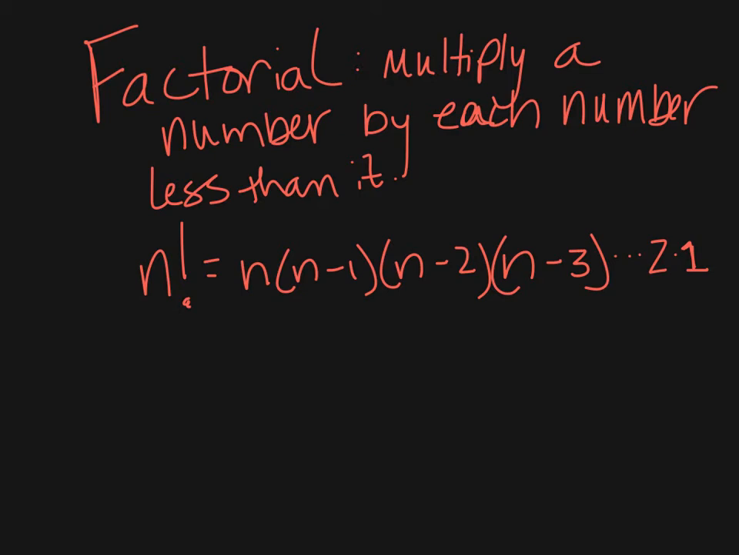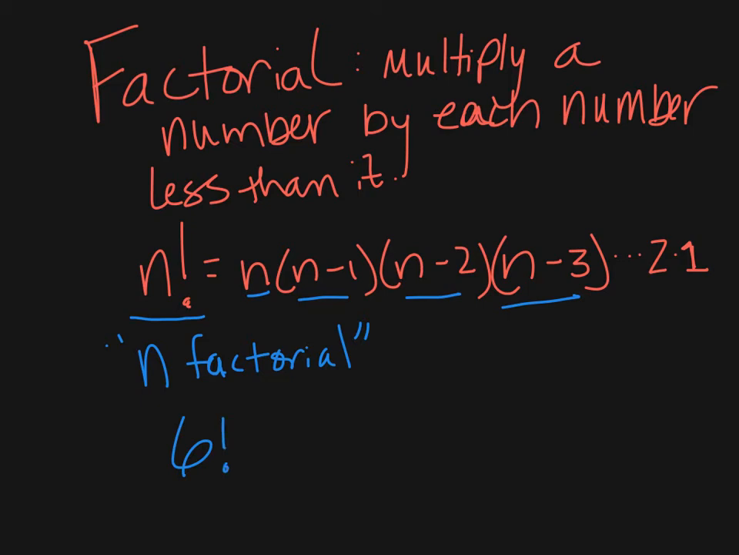Factorial. Multiply a number by each number less than it. So just to be clear, this n with the exclamation point, that is n factorial. The exclamation point is actually an operation in mathematics, and it means you take that number times the number less than it, and then the number less than that, and the number less than that. So if I had 6 factorial, what I'm really being told to do is multiply 6 times 5 times 4 times 3 times 2 times 1. Which we don't really need to multiply by the 1, but it helps people understand a little bit better to include it. So that's going to equal, so that's 720.